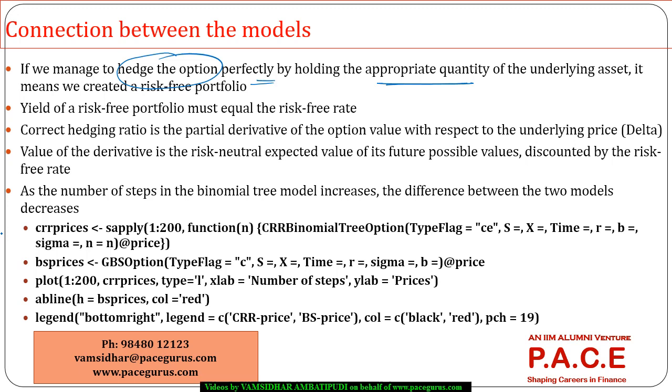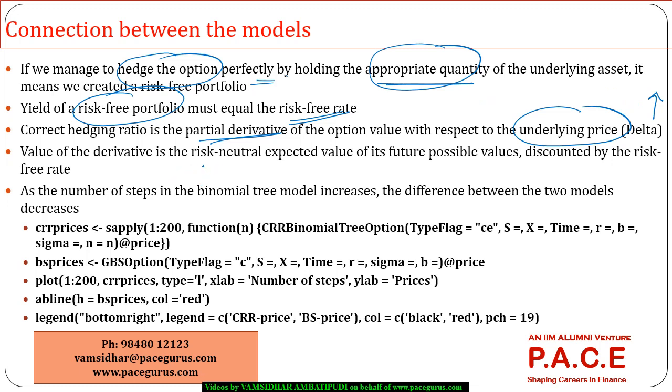Right, I want to hedge the option, which means I want to hedge the uncertainty associated with the option, which means I'm holding an appropriate quantity of the underlying asset. And in that case, the yield of the risk-free portfolio, which is a risk-free portfolio altogether, should be a risk-free rate of return itself. And what should be the appropriate quantity of the underlying asset? That is typically measured as the partial derivative of the change in the option value with respect to the underlying price, which is otherwise called delta, which we would be seeing under the heading of Greeks.